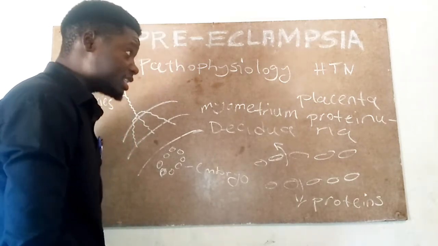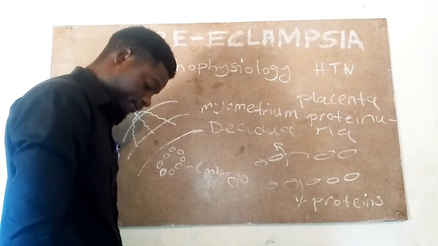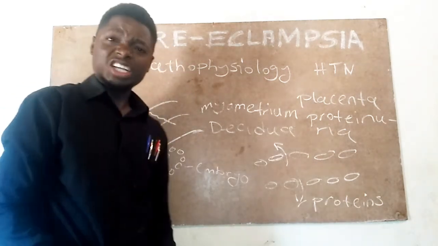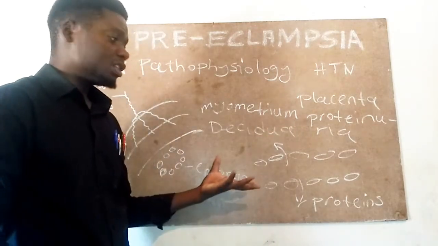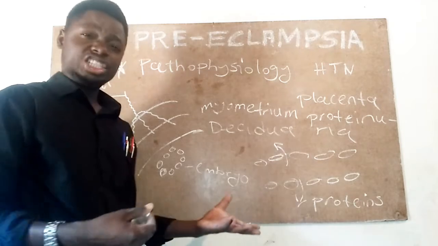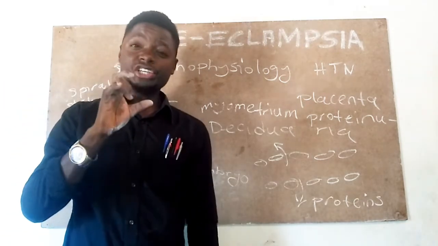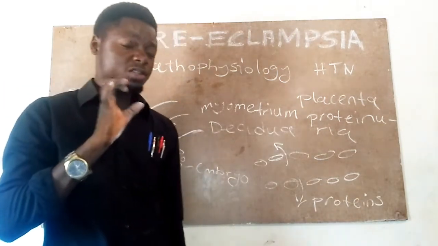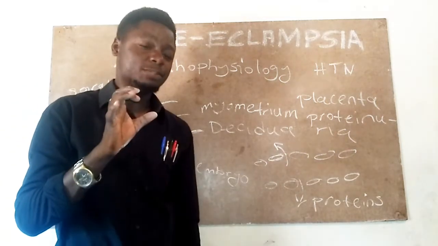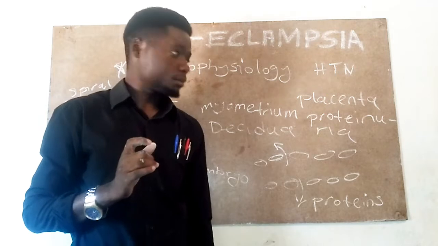Now, if this is happening at the level of the brain, then certain parts of the brain are going to stop functioning, and this can cause seizures or convulsions, which can lead into eclampsia, which we call the convulsive state, as a result of the brain not being perfused with blood, certain parts of the brain being affected.